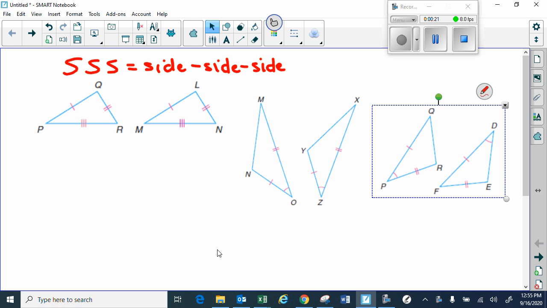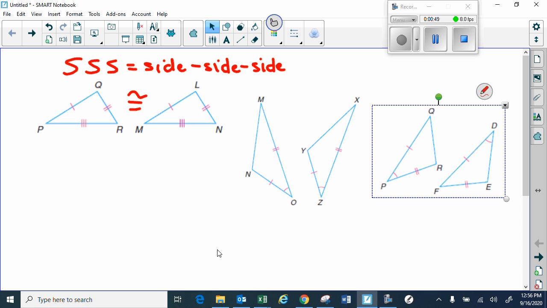Okay, now we can see here that side PQ is congruent to ML, segment QR is congruent to LM, and segment PR is congruent to MN. Okay, so if we have three sides of one triangle congruent to three sides of another triangle, then we can say that the two triangles are congruent. Remember, a short definition of congruent is same size and shape. Okay, so it's the exact same size and shape.